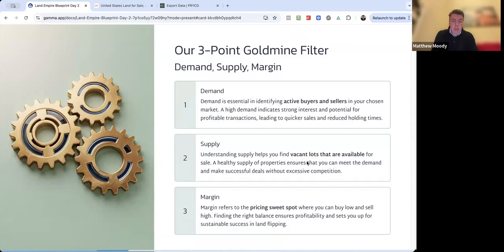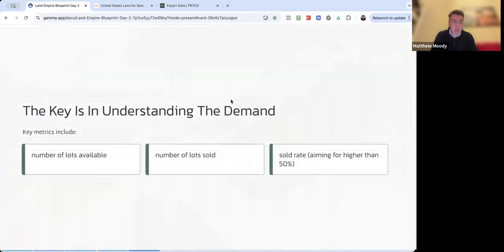So let's move on, and the key is in understanding the demand. What we're looking for here, when you're doing your own analysis, and we're going to give you a little task to do today to go away and do a bit of research, just to get your head around what this looks like if you're doing it yourself, is to look at the number of lots available and the number of lots sold or under contract. And we're aiming for a sold rate of 50% or higher, realistically. Now, this is just an indication. It's to enable you to move quickly and test.